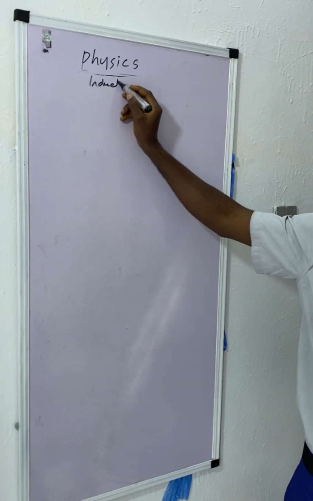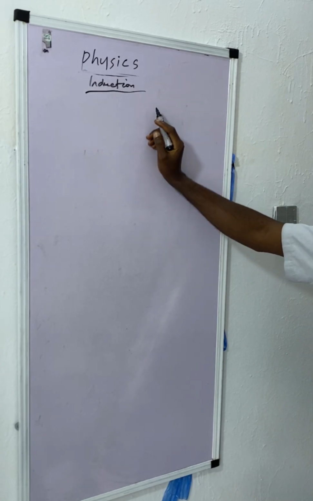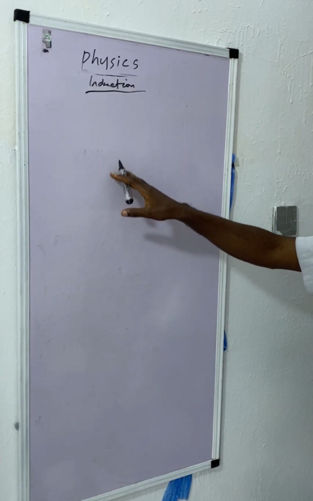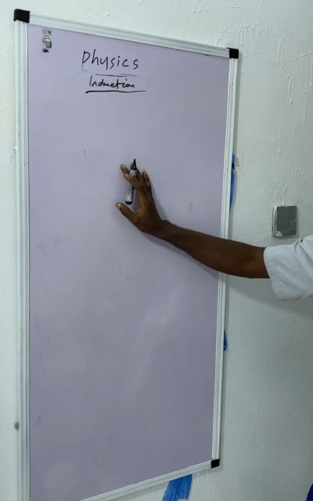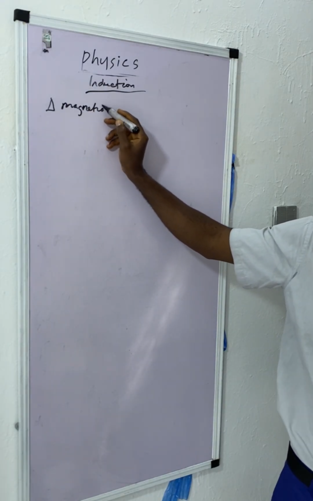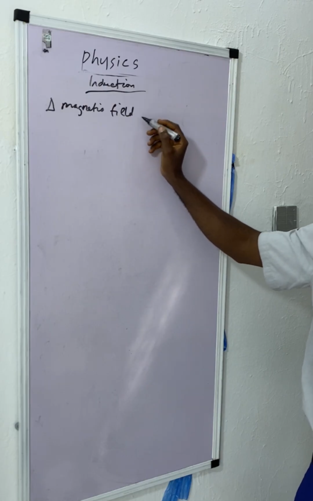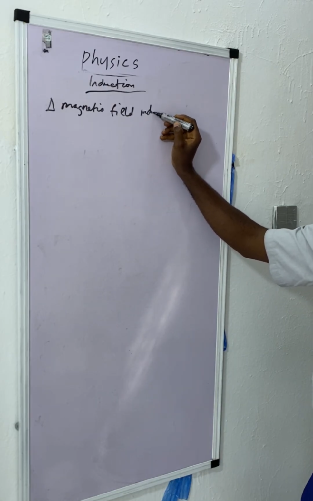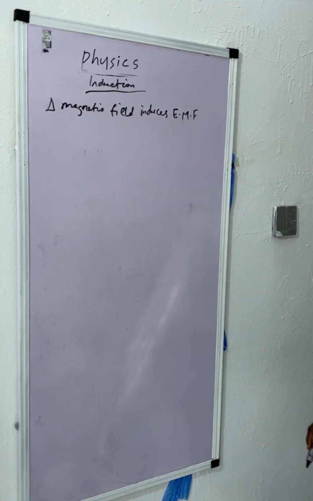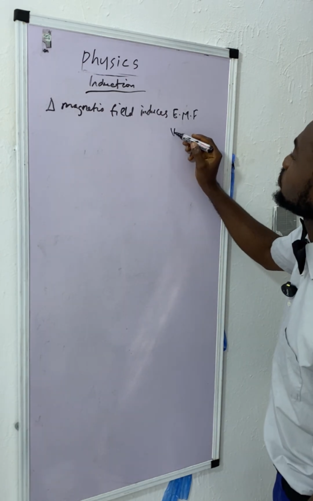So, induction. Michael Faraday is the father, and Faraday's law of induction states that EMF is induced by a changing flux, a changing magnetic field. Magnetic field induces what? EMF. What is EMF? Electromotive force, represented in volts.